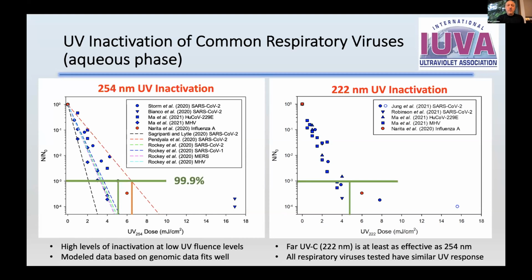And typically for UV applications, we try to give a UV fluence of between 20 to 40 millijoules per centimeter squared in various applications such as air handling systems and water disinfection systems. So these doses are very, very low compared to what's typically applied.